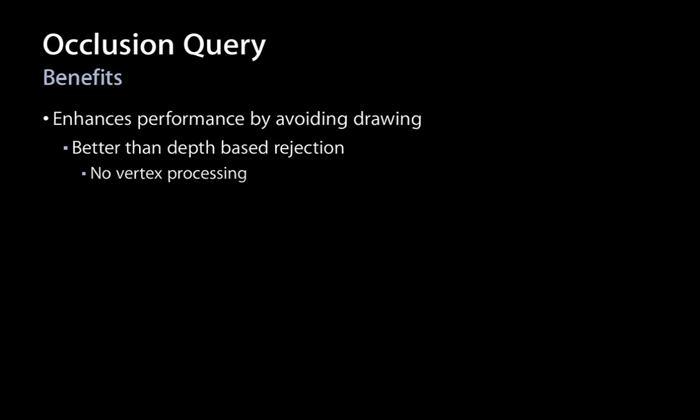But if you're pushing 10,000 vertices and none of them are ending up on your render target, we are still running the vertex program on all of those vertices, and we're pushing data in and out for all of those vertices. So you don't have to do vertex processing. You gain by not doing that.